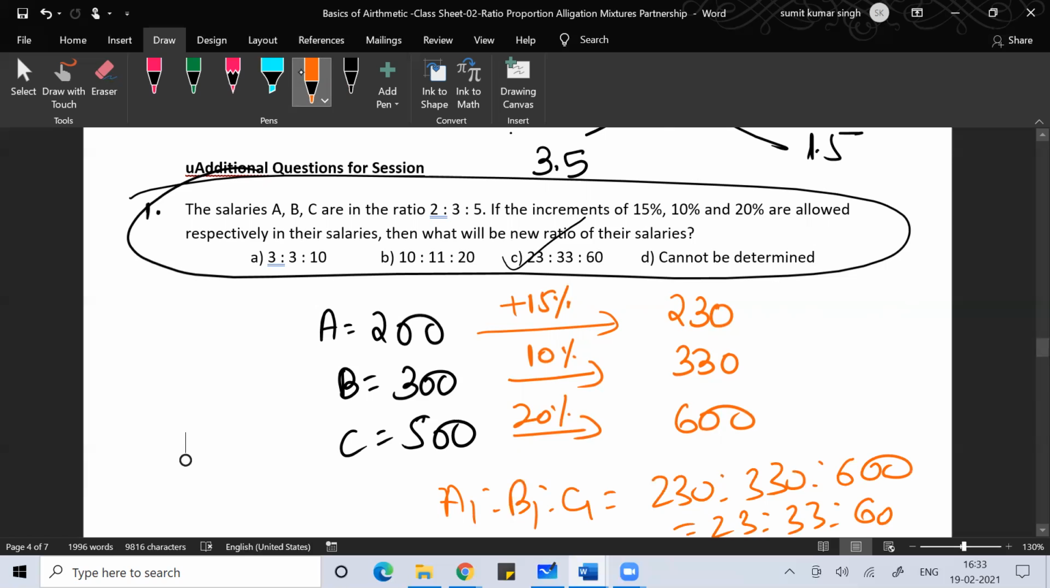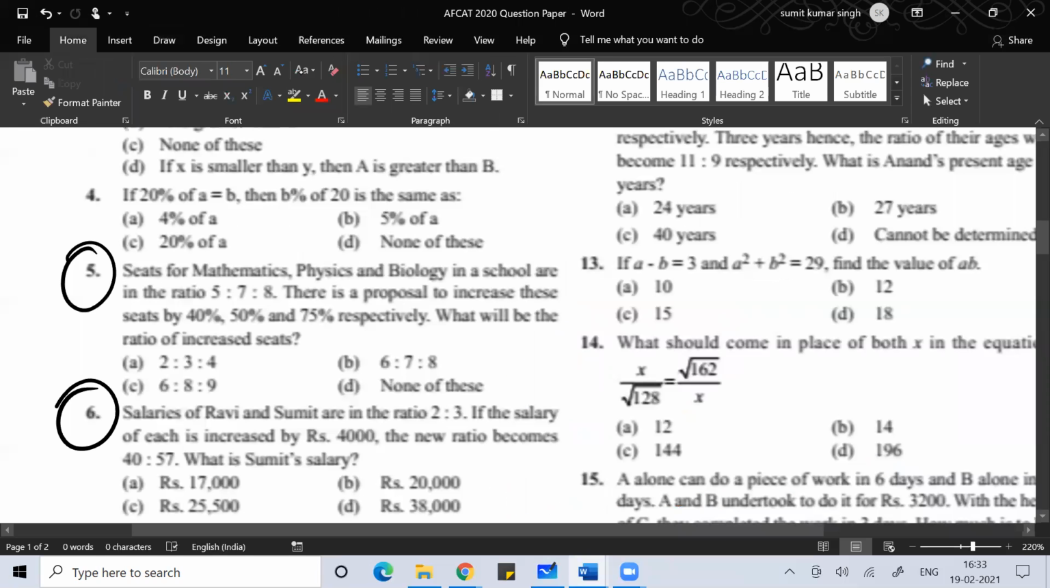Clear everyone? So the same question came here also. You can see seats of math, physics and biology are in ratio 5 is to 7 is to 8. There's a proposal to increase the seats by 40%, 50%, and 75%. What will be the ratio of the increased seats? So try this question 5 and 6.